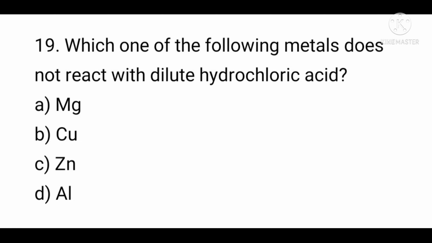Question number 19. Which one of the following metals does not react with the dilute hydrochloric acid? Option A, magnesium, B, copper, C, zinc, D, aluminium. Here the answer is option B, copper.